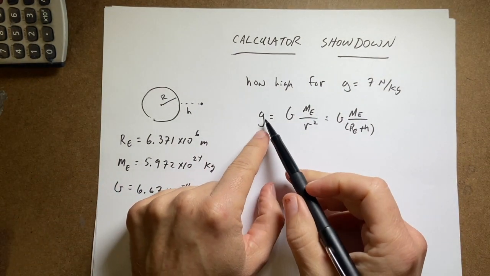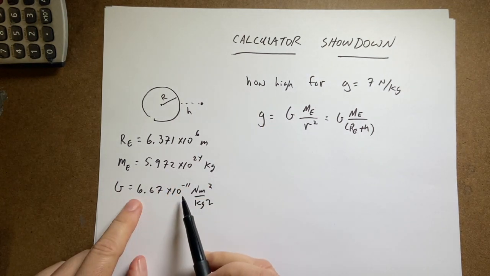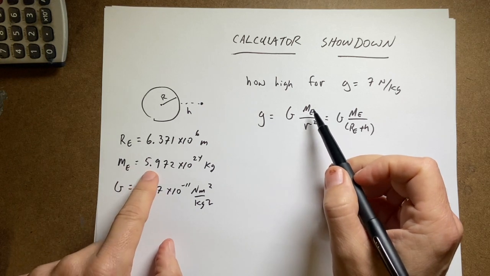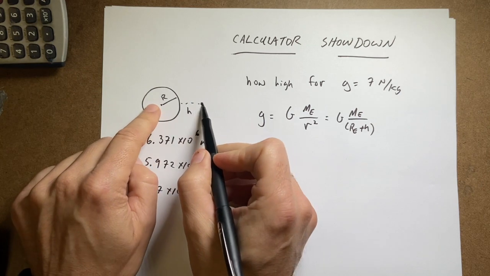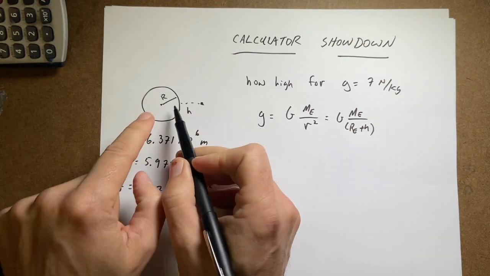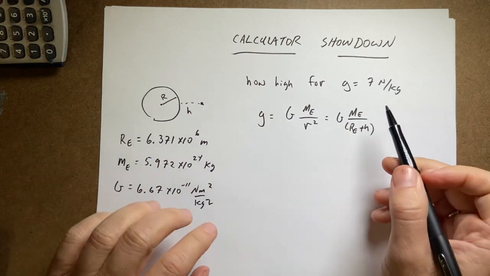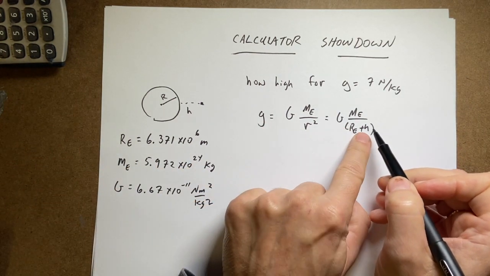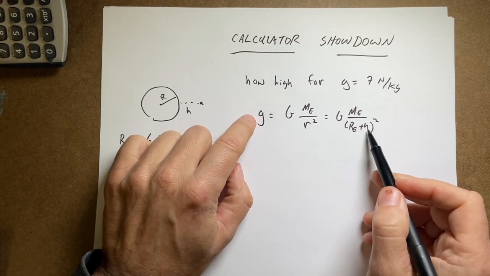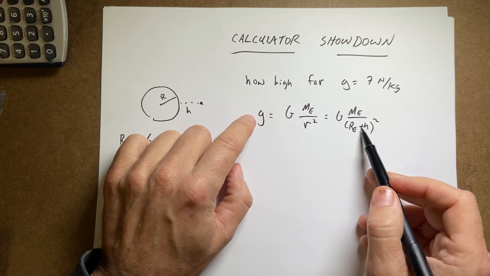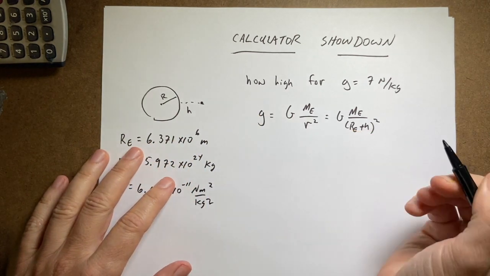So the gravitational field due to the Earth is g, the gravitational constant, 6.67 times 10 to the negative 11th, times the mass of the Earth, 5.972 times 10 to the 24th, divided by the distance between these 2 points squared. So the radius of the Earth is 6.37 times 10 to the 6th, and then I'm trying to solve for h. So r squared is (r plus h) squared. I know g, I'm trying to solve for h. So let's multiply both sides by (r_e plus h) squared and divide by g, and then take the square root.